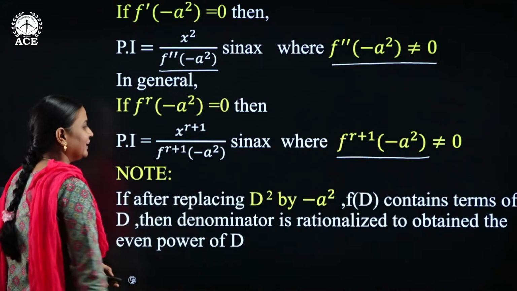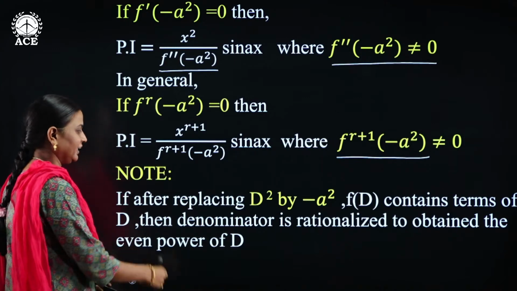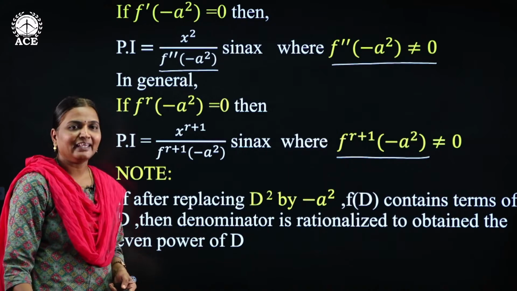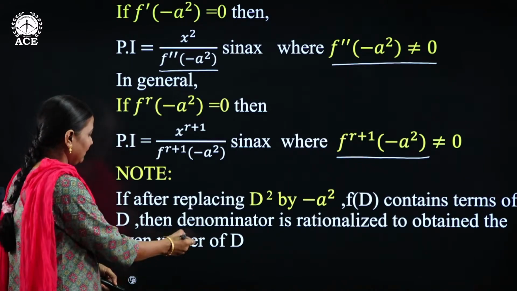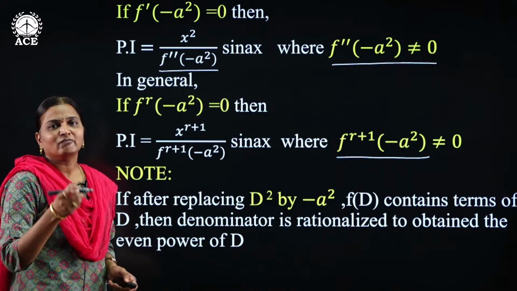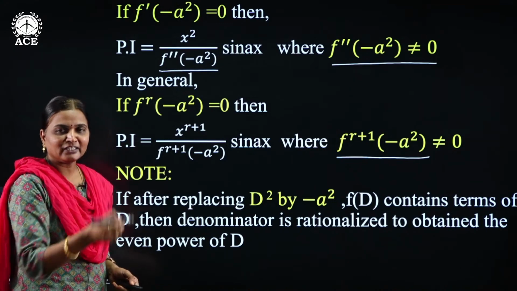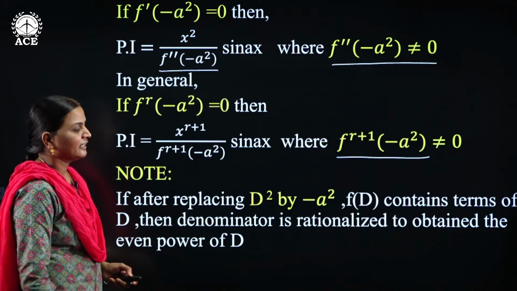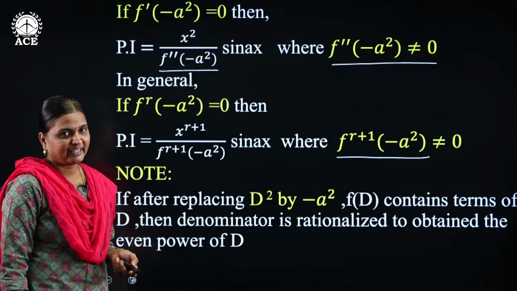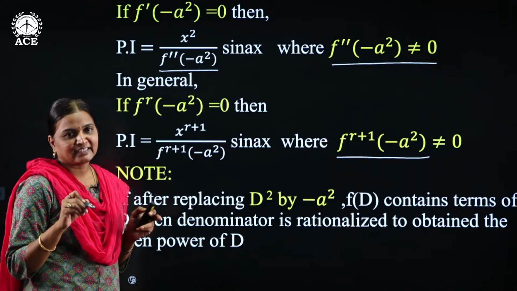If after replacing d square by minus a square, f of d contains the terms of d, then the denominator is rationalized to obtain the even powers of d. So when the denominator contains even powers of d, what is our substitution? d square by minus a square. So continue this procedure until the denominator will be constant. So this is the second method procedure. Here what is the key point? Substitution d square by minus a square.